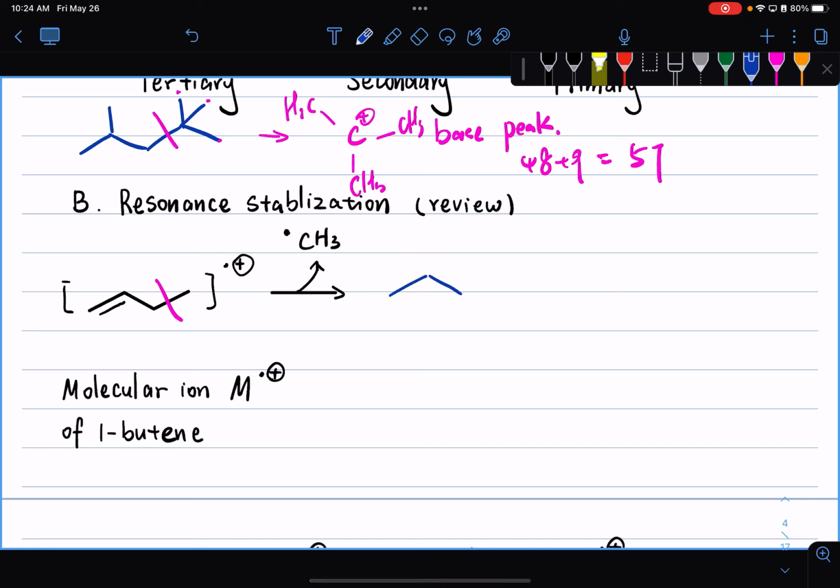So by breaking that chemical bond, we're forming an allyl cation. And we spent lots of time talking about the allyl cation. You can imagine these cationic species, or the positive charges, being stabilized by the delocalization of the positive charge.